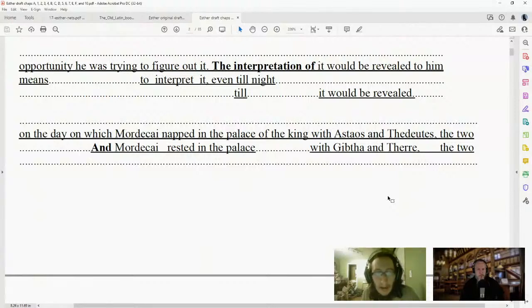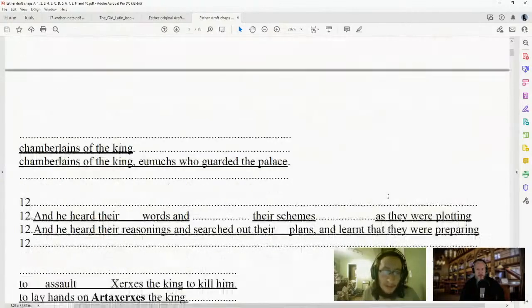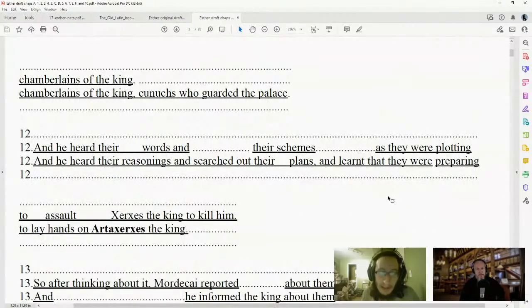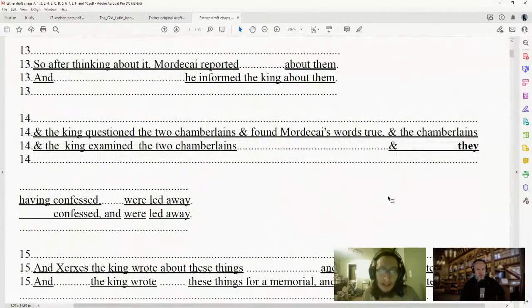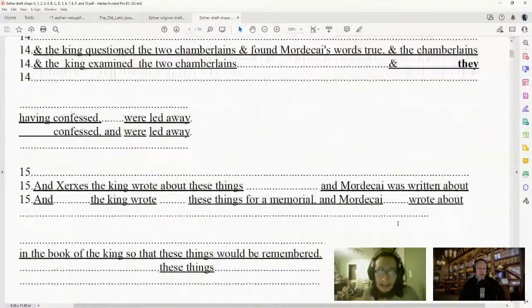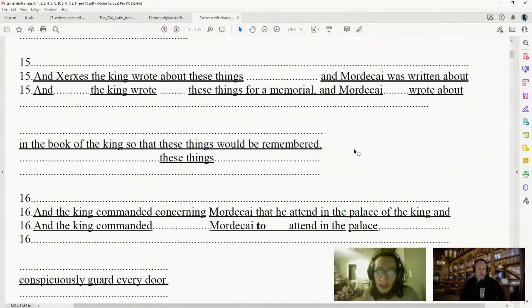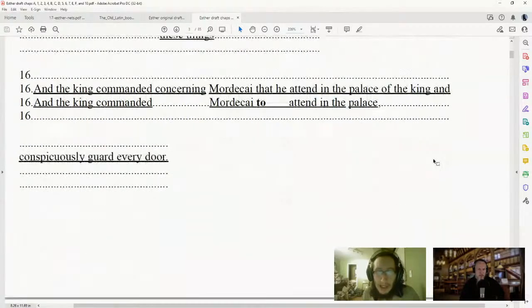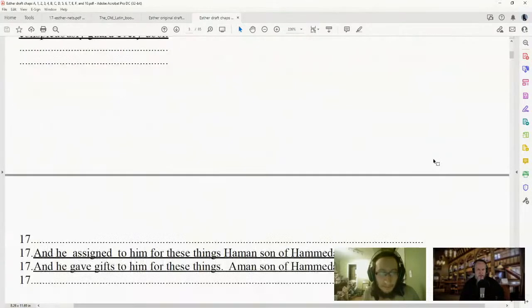And Mordecai rested in the palace with Gibtha and Terah, the two chamberlains of the king. And he heard their reasonings and searched out their plans, and learnt that they were planning to lay hands on Artaxerxes the king. And he informed the king about them, and the king examined the two chamberlains, and they confessed and were led away. And the king wrote these things for a memorial, and Mordecai wrote about these things. And the king commanded Mordecai to attend in the palace.